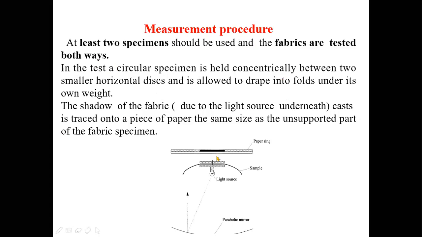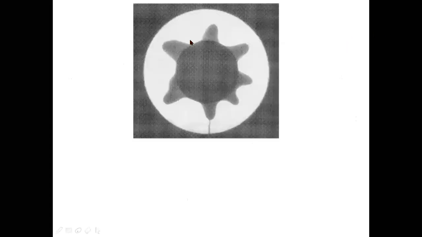So here you can say that this is the sample. This sample is mounted between two concentric rings or two clamps. Okay, and below this there is a parabolic mirror, and light is reflected from this parabolic mirror and creates an image onto the paper ring. Now this is the type of the image that is formed. So these are the folds that appear in the fabric when it is allowed to hang vertically.